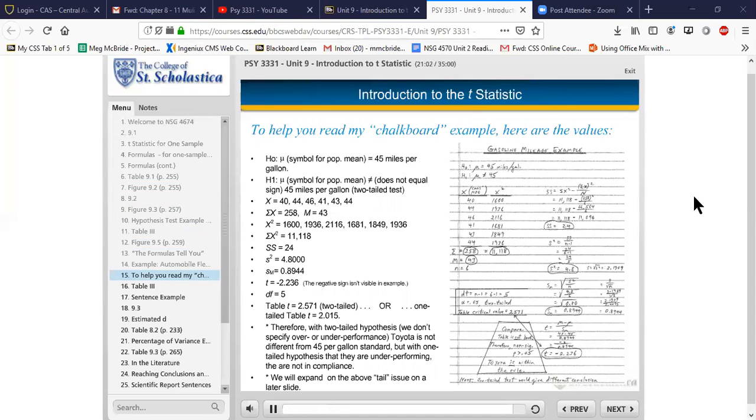Now, what if we had done a one-tailed test? If we had done that, we would have found that there is a significant difference. That is, that the 42 miles per gallon is significantly less than 45. I'll explain the reason for that with the table on the next slide.